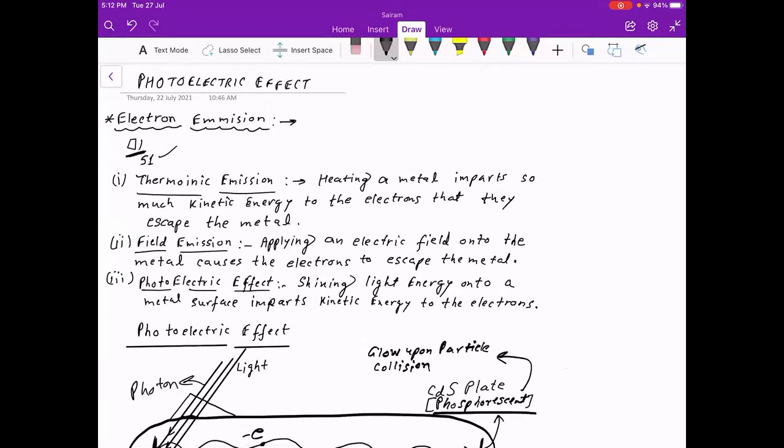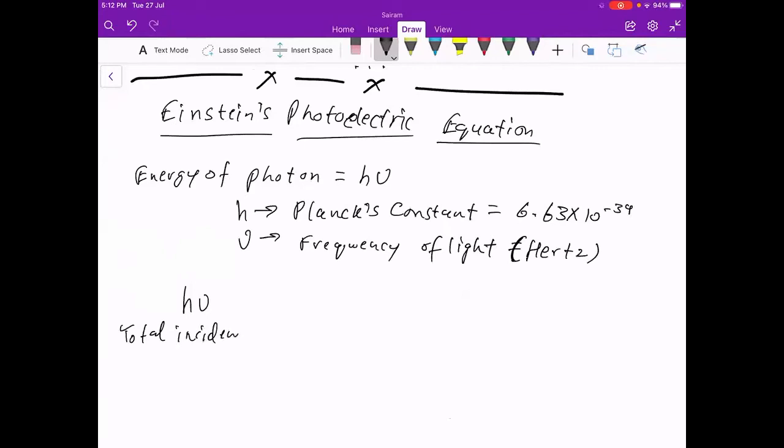So h nu is the total energy of the photon, total incident energy that is falling onto the metal plate. That is equal to the kinetic energy of the electron plus phi. Or phi is equal to h nu naught, where nu naught is called the cutoff frequency or threshold frequency, cutoff wavelength, you can say.